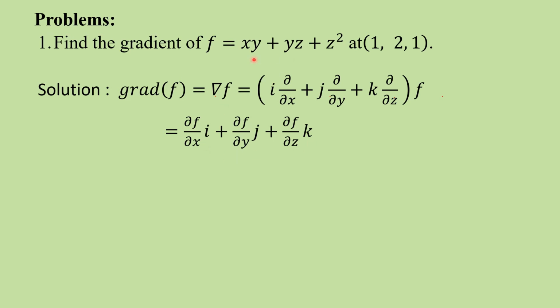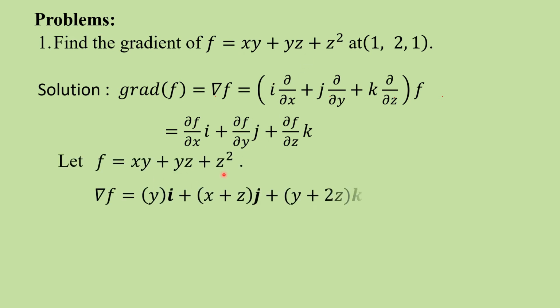Now I can operate del on the given scalar point function f equal to xy plus yz plus z square. So given f is xy plus yz plus z square. Carefully differentiate. If I differentiate this function partially with respect to x, treating y and z constant, the derivative is y into 1 plus 0 plus 0. It is free from x, so it's a constant, and the derivative with respect to x is 0. So I get only y.